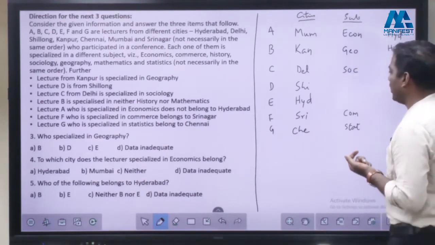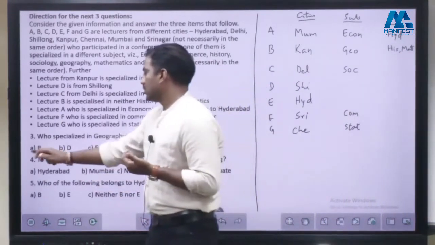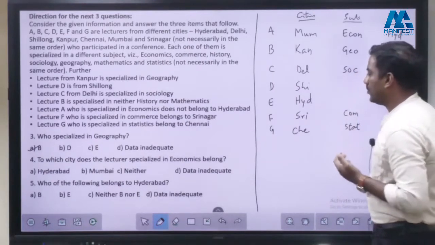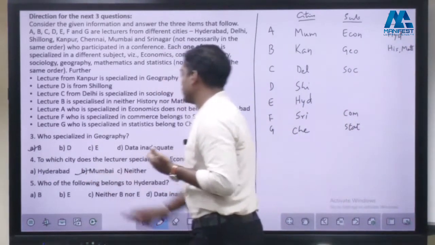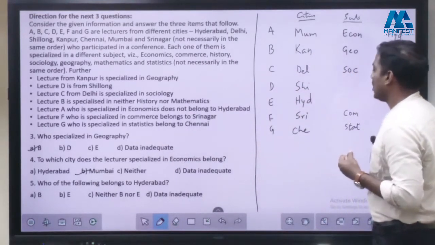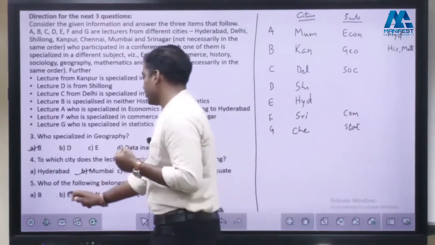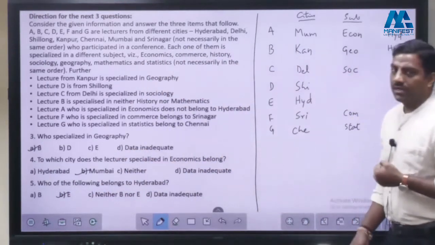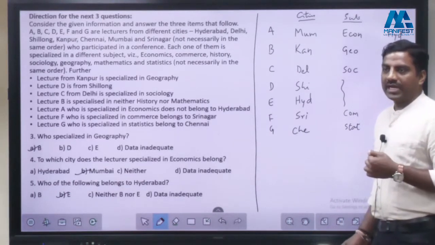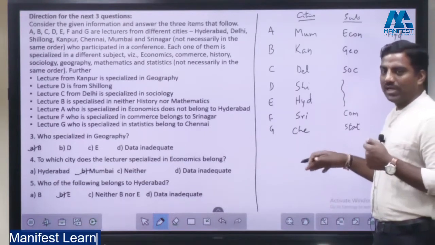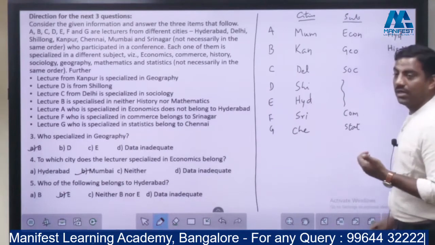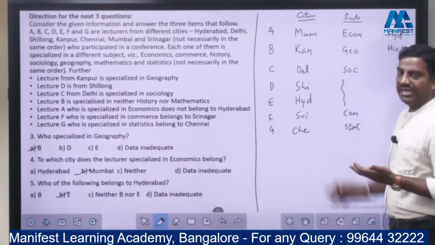Who specialized in geography? B. To which city does the lecturer specialized in economics belong? Who of the following belongs to Hyderabad? Done? No need to know these at all. So don't cry in the examination. Okay, I need these. Without that also the problems can be solved. Done? Looks very big, but very easy.